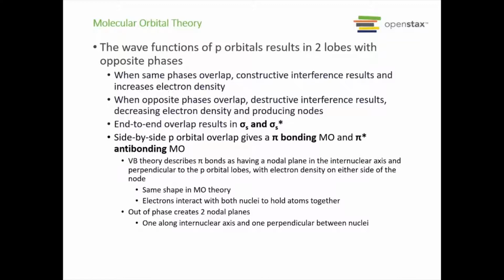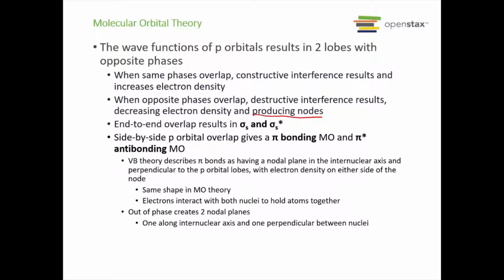Now, when p orbitals overlap, the wave functions result in two lobes with opposite phases. So same like the sigma star and sigma s. When the same phases overlap, constructive interference gives us that increase in electron density. The opposite phases give us the destructive interference, decreasing our electron density and producing nodes. When we have the end-to-end overlap of p orbitals, we get a sigma s and a sigma s star. When you have the side-by-side p orbital overlap, you get a pi bonding molecular orbital and a pi star anti-bonding molecular orbital, similar to the sigma s and sigma s star orbitals.